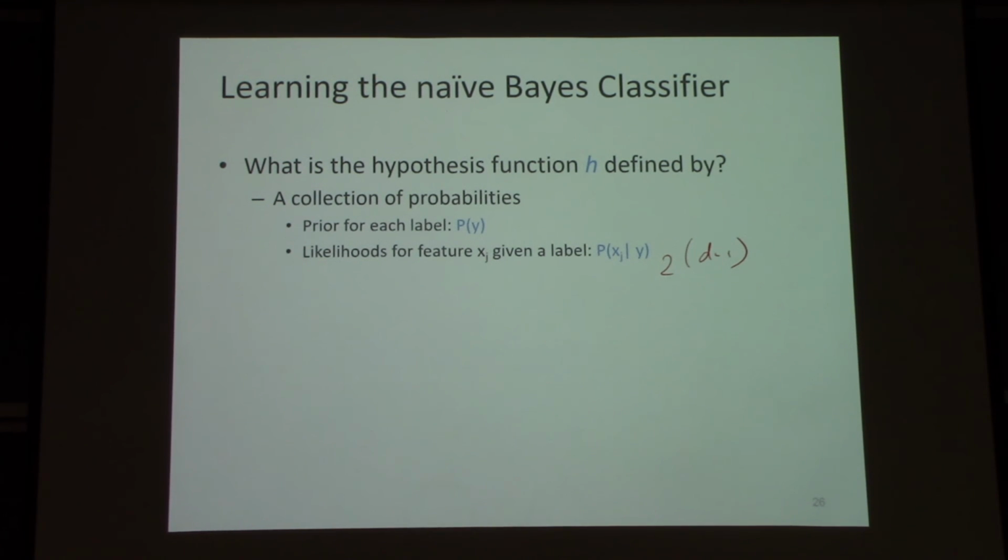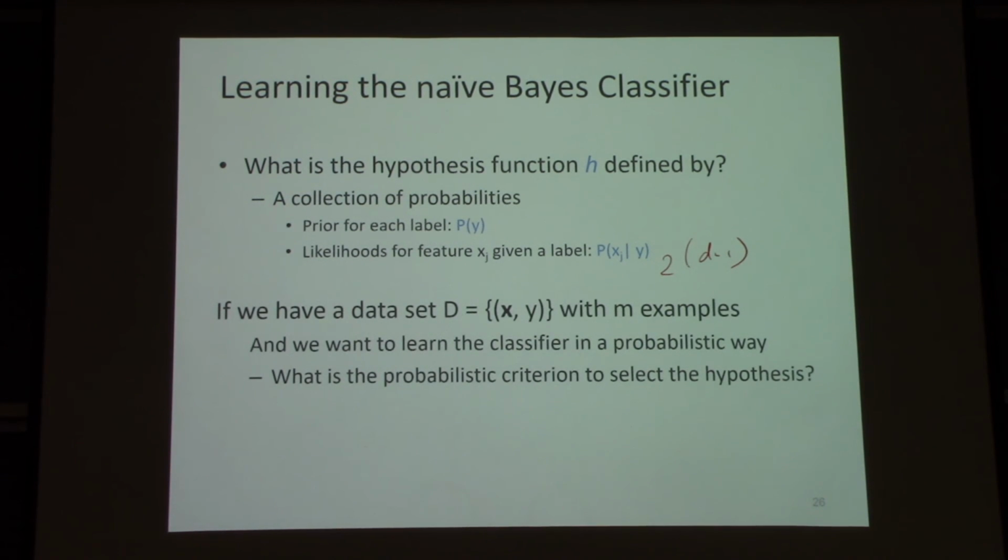You have those many likelihoods, one for each feature. The learning setting is the same. You have a data set, a bunch of examples with labels, and you want to learn all these numbers. And now comes the interesting part.